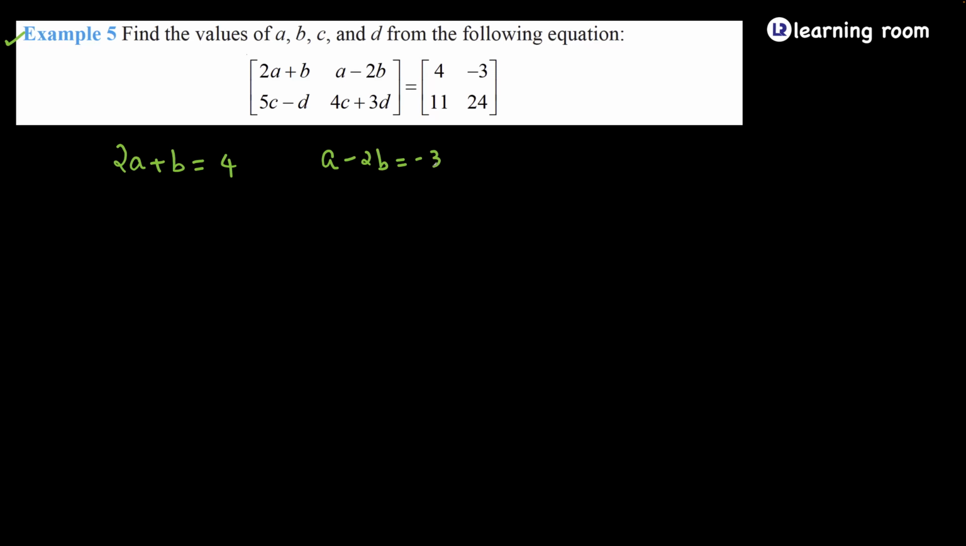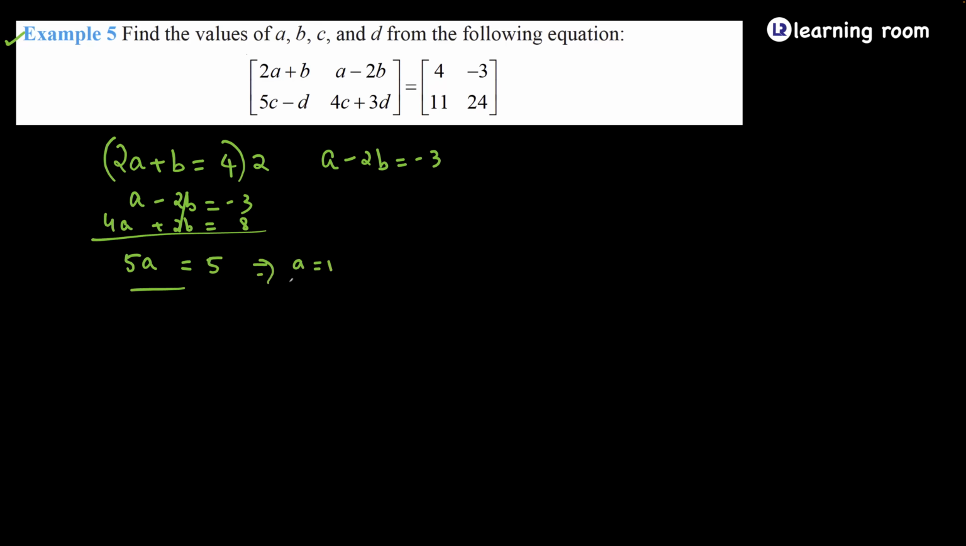So how are we going to solve it? I'll write it here, a minus 2b is equal to minus 3. I'll multiply the first equation with 2. I just thought I'll eliminate b. So this will become 4a plus 2b is equal to 8. So add them, 2b and 2b are gone. 4a plus a is 5a is equal to 8 minus 3 is 5, which implies a is equal to 1.